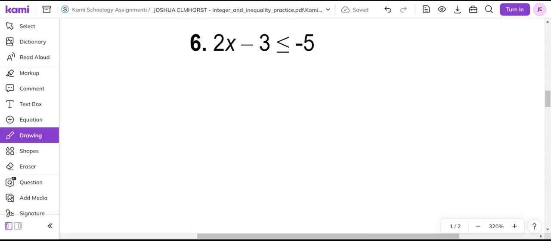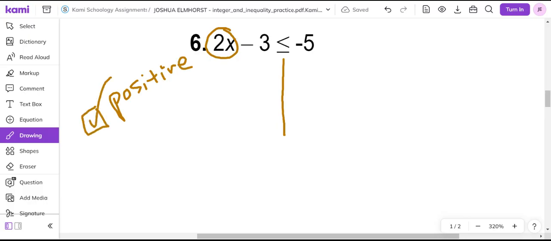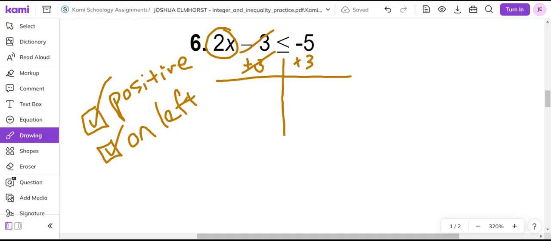Last example from the first page. Circle the variable term. It's positive. Check. On the left. Check. Now we can start solving. We start by adding or subtracting on the variable side first, and then bring the variable term down to the next step.